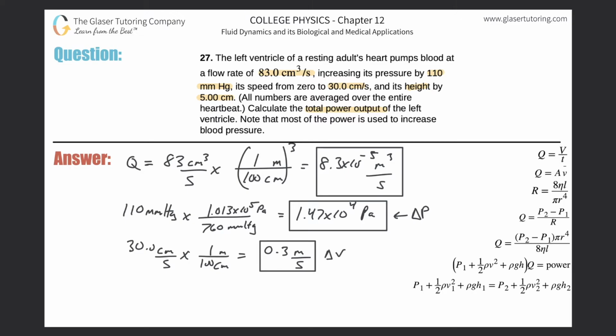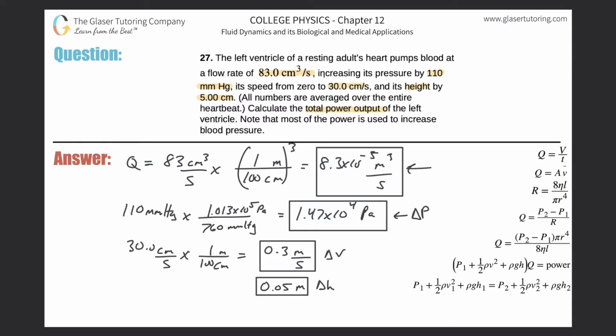And the height, right? So they gave us the height again in centimeters. This, again, just divided by 100. So the height in meters now is going to be 0.05 meters. And this now is equivalent to your delta H. So again, this is delta P, this should be a delta V, and this should be a delta H. Now we have everything we need, all in the appropriate units.